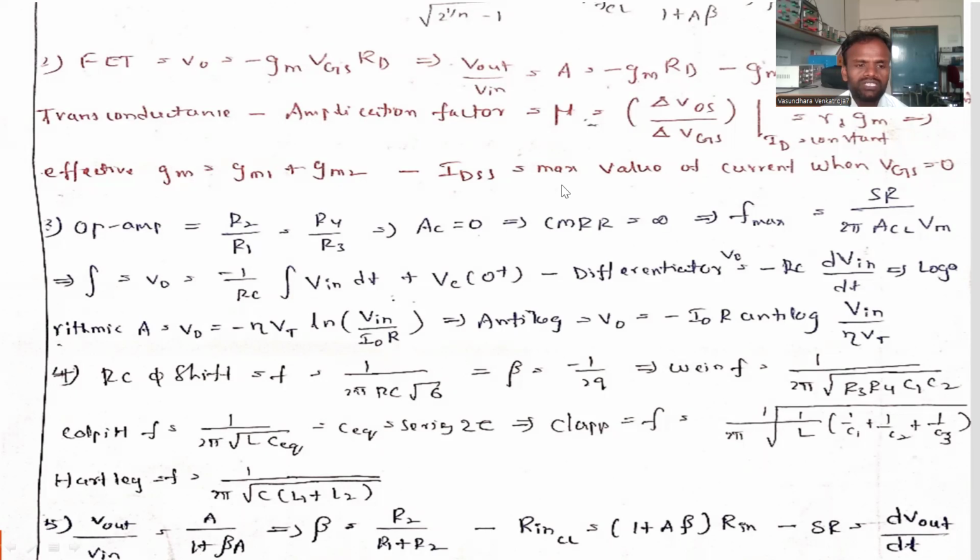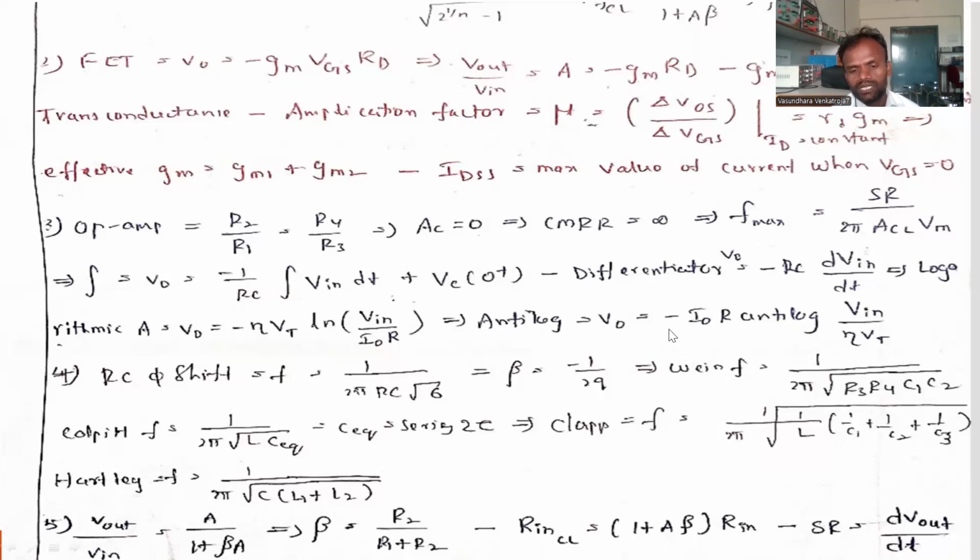RC phase shift oscillator: F equal to 1 by 2 pi RC root 6. Beta equal to minus 1 by 29. Wien bridge oscillator frequency equal to 1 by 2 pi root over R3 R4 C1 C2. Next, Colpitts oscillator frequency: F equal to 1 by 2 pi root over L into C equivalent. C equivalent is the series capacitor, so the equivalent capacity equal to C1 C2 by C1 plus C2.